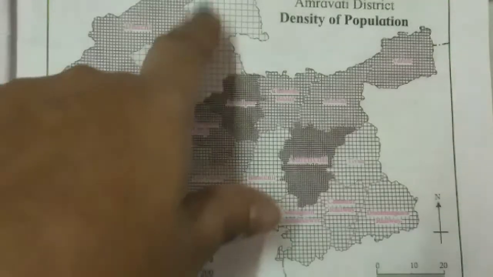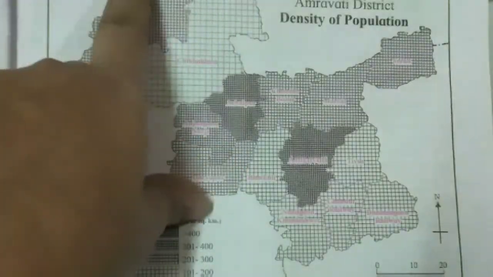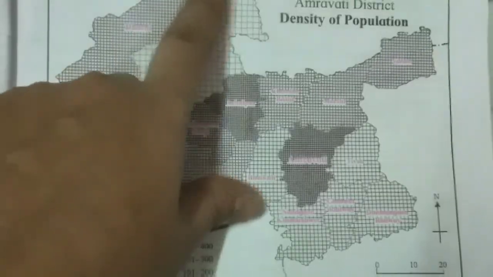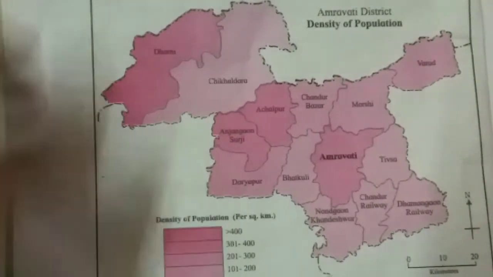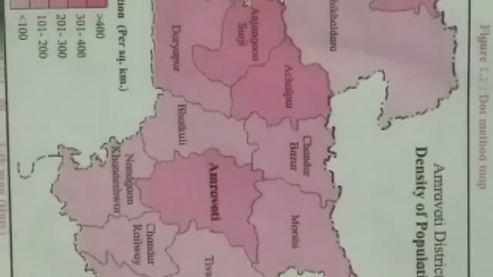And this is 1.2b, the population density maps of Amravati district using color shades and black and white patterns are shown. So this is the black and white pattern and this is the color shade pattern. See this map given below and answer the questions, okay?